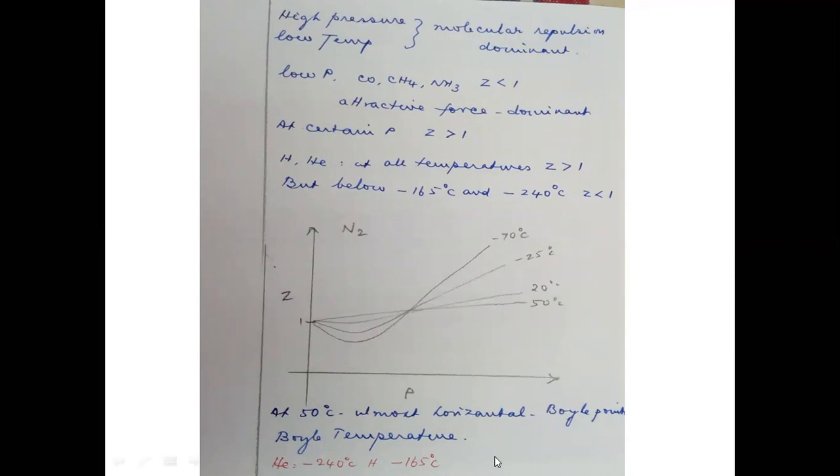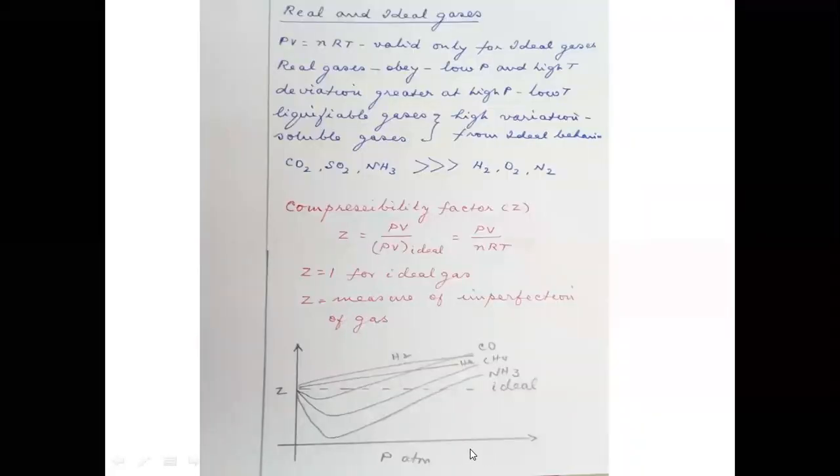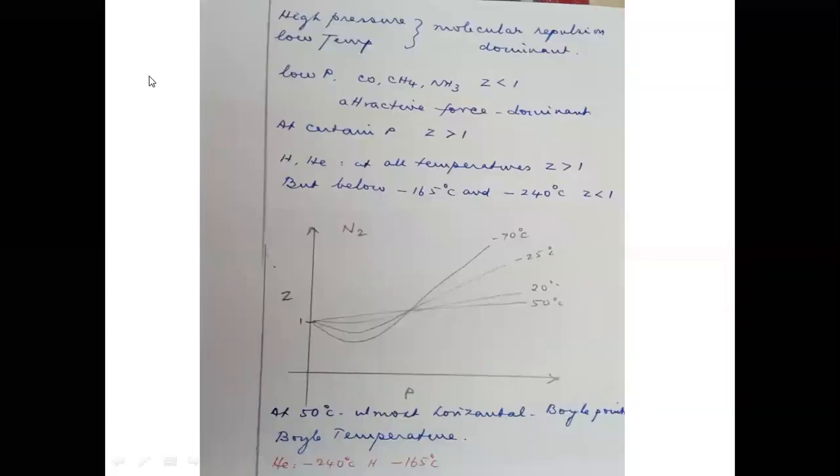At a certain pressure, Z becomes greater than 1. But for helium and hydrogen at normal temperatures, Z is greater than 1. But below minus 165 degrees centigrade for hydrogen and minus 240 degrees centigrade for helium, Z is less than 1. So, in the previous graph, we simply related the pressure and the Z. Now, we are relating pressure and the Z at various temperatures for one particular gas.